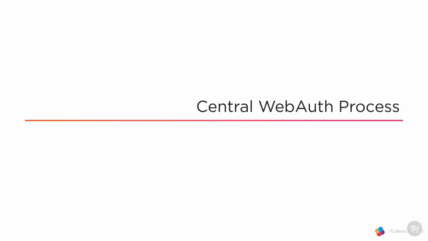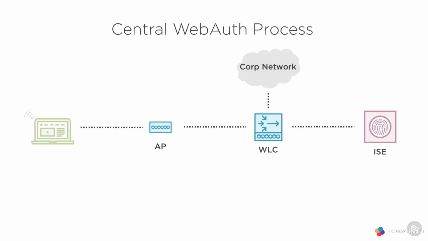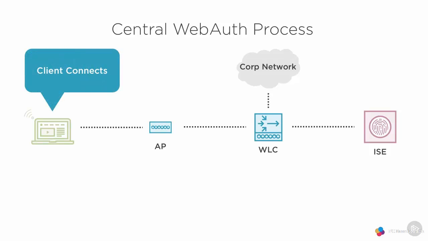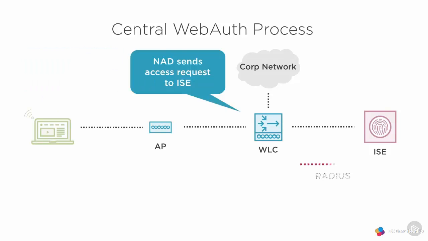Well, taking a look at the Central WebAuth process, here's what we see. Again, going with that high-level scenario with a client, an access point, a wireless controller, and Cisco ISE, what we see happening is this process. First of all, our client connects to the network, so they join the wireless network. At this point, the network access device, or the NAD, is going to send an access request over to Cisco ISE. Now, this is a RADIUS message. We send a RADIUS access request.